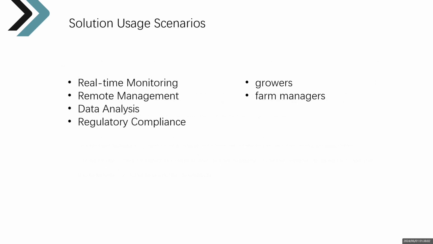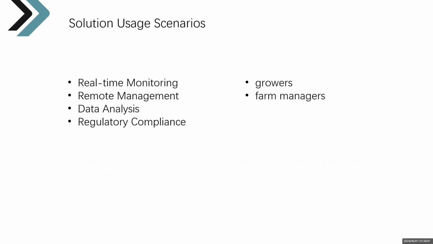Second, the remote management of data allows stakeholders to remotely manage the growing environment, access real-time data, and receive alerts through a web-based dashboard or mobile app. This allows stakeholders such as growers or farm managers to monitor the growing environment anytime, anywhere, and make timely adjustments and decisions to improve productivity and management.